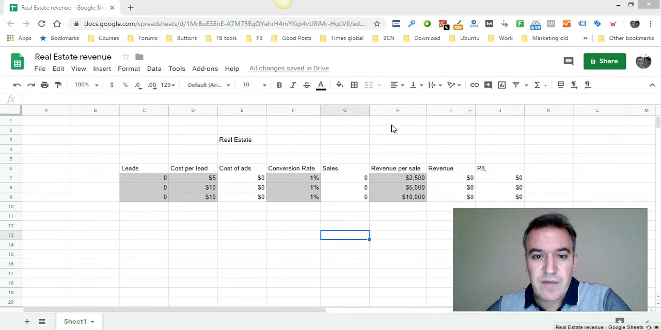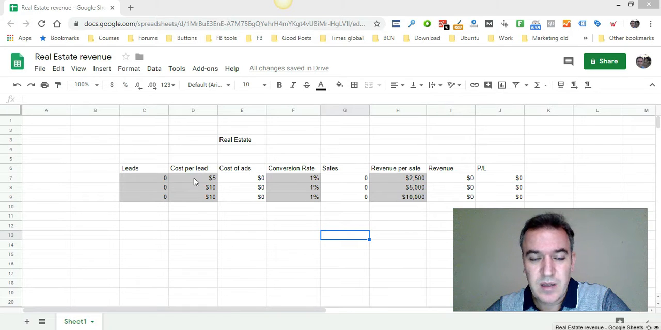Here I have three different scenarios. It depends on the percentage you get from every sale. For example, in this one you get 2,500, in this one 5,000, and in this one 10k. I also played with the cost per lead, which means how much you pay for every contact.